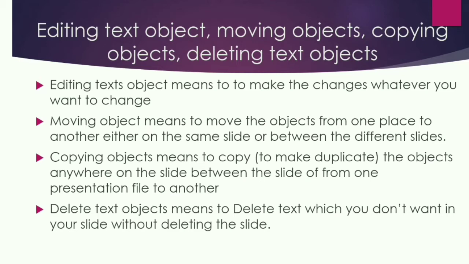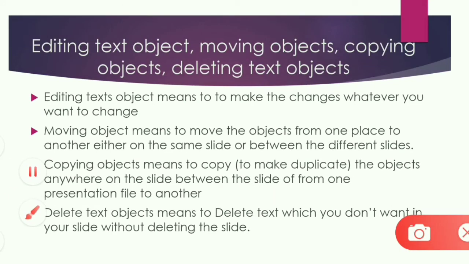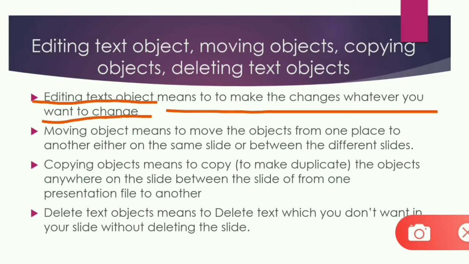Next, editing text object, moving object, copying object and deleting text object. Let us learn the theory of this, then see the practical. Let us see one by one what these are doing. Editing text object means to make the changes whatever you want to change. Once you have written some text and you want to make changes in that text, you have to do the changes with the help of editing text object.